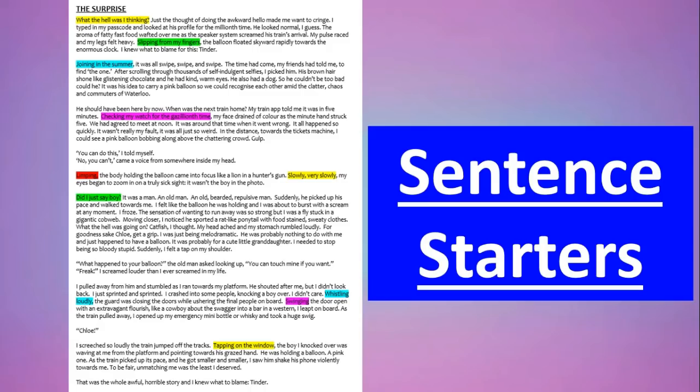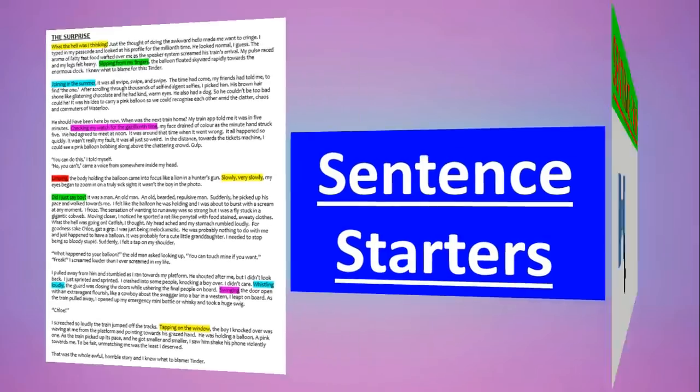Then all the way through, again, I've used interesting sentence starters. So joining, checking, limping, slowly. Again, a rhetorical question, whistling, swinging, tapping. So all the way through, I'm trying to get the reader involved in the story, make the writing seem quite quick, make the reader seem like they're in the middle of the action.